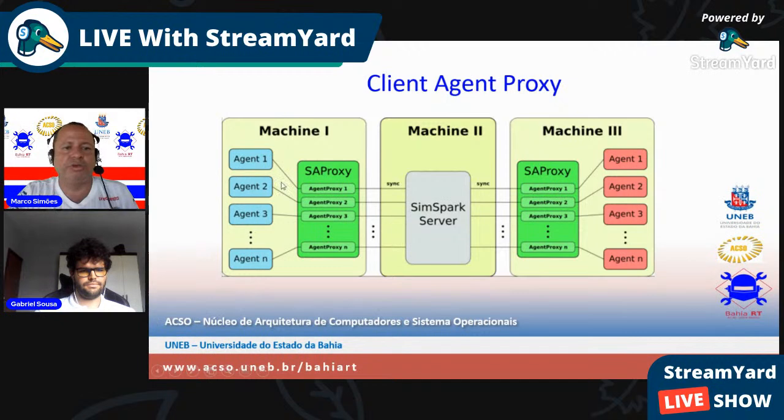And the other point is when an agent doesn't send the sync effector, the proxy sends it. Or if the agent is too slow and takes too much time to send the sync effector, the proxy sends the sync command instead of the agent to let the simulation continue. So this way you avoid these two problems.